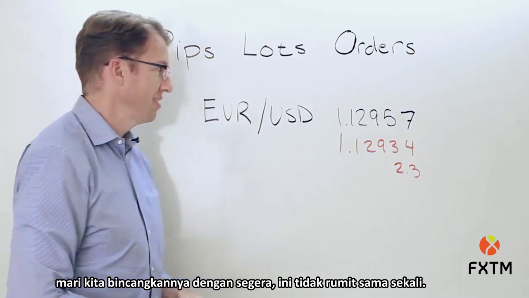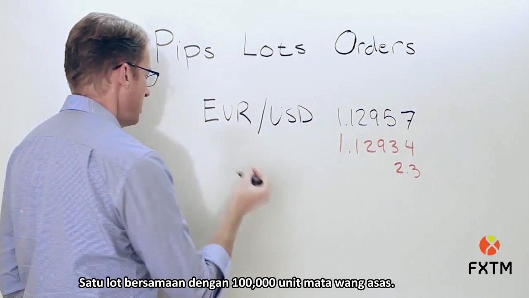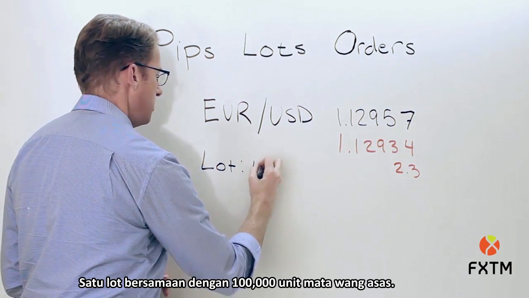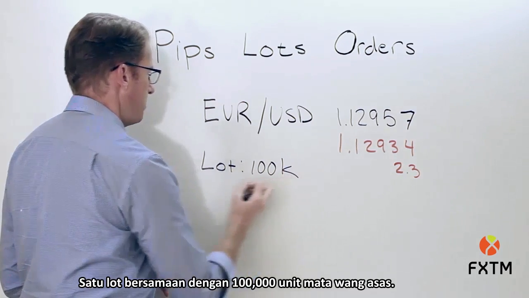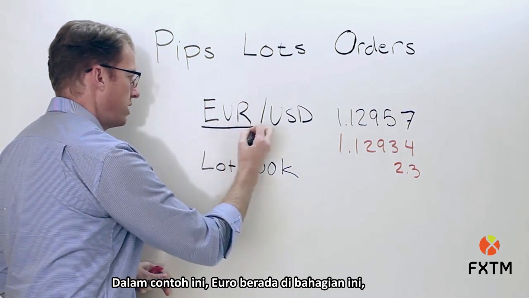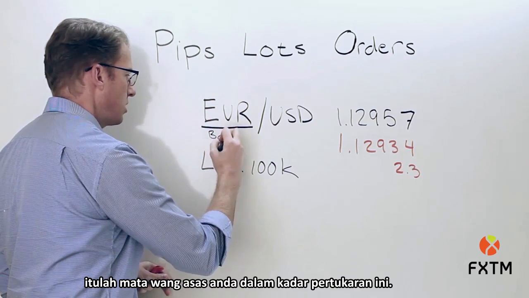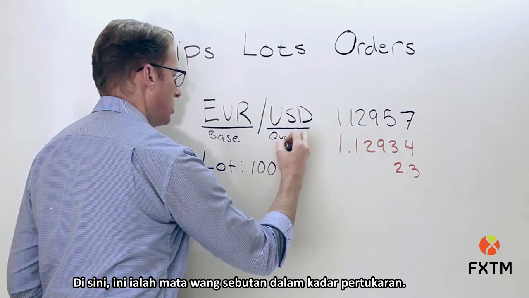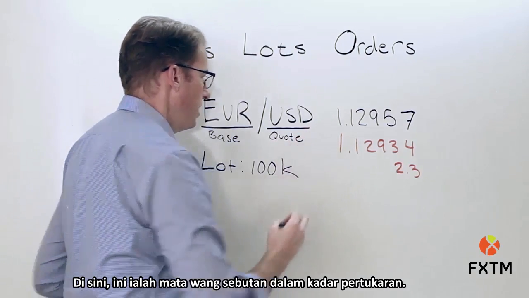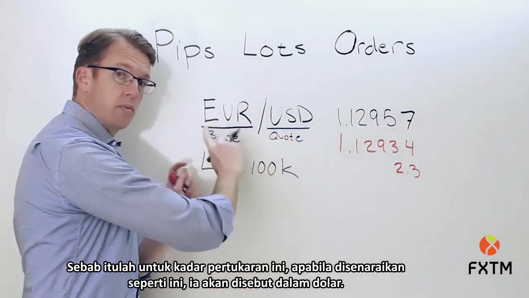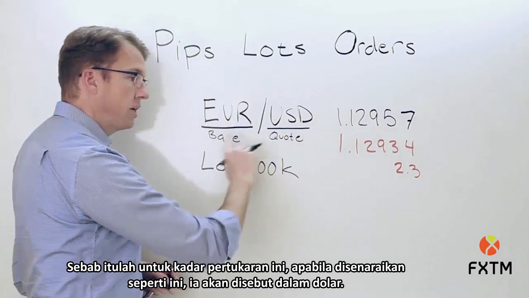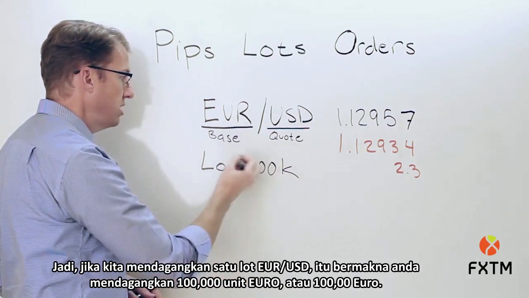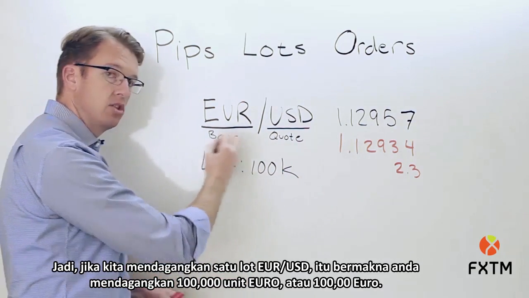This isn't very complicated at all. So a lot is equal to 100,000 units of the base currency. So in this case, we have the euro over here. That is your base currency in this exchange rate. Over here, this is the quote currency in the exchange rate. In fact, that's why this particular exchange rate, when it's listed like this, is quoted in dollars.